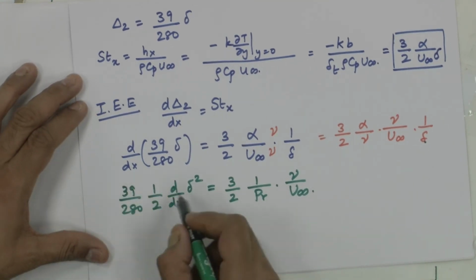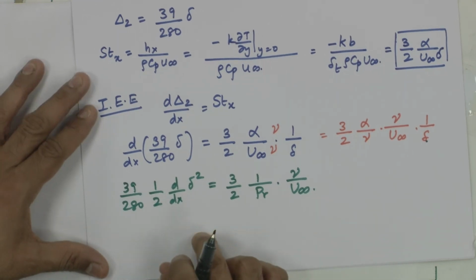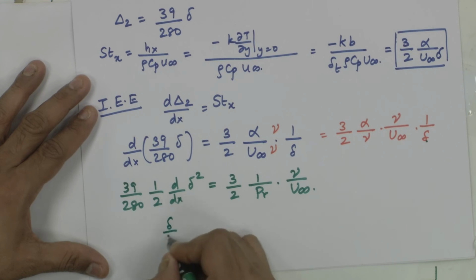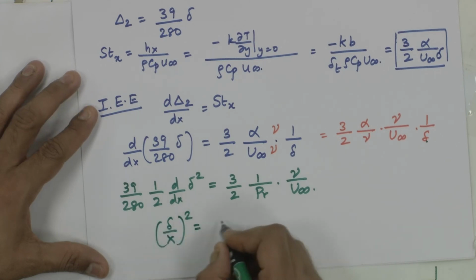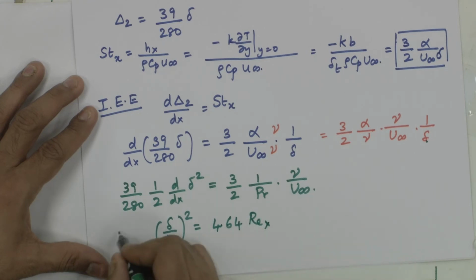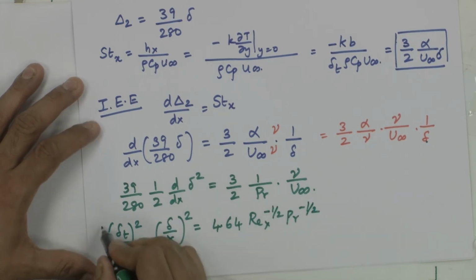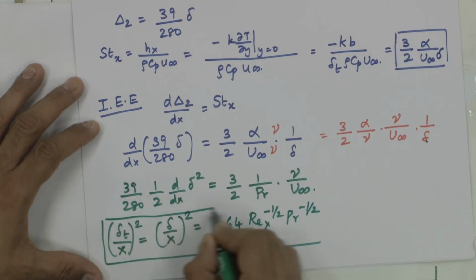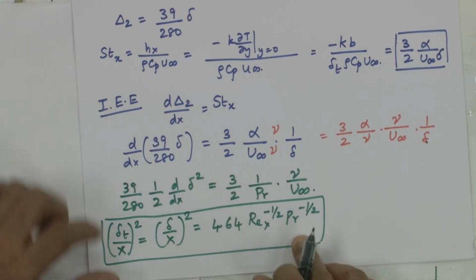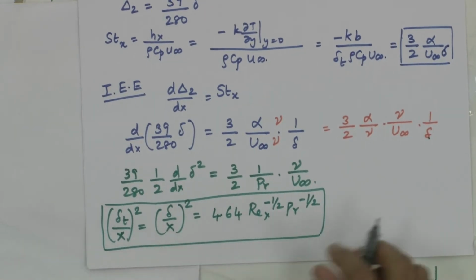So, these are all constants, you cancel a few things exactly the way we did in the hydrodynamic part. You would get delta by x the whole squared is equal to 4.64 Rex. I will write it as delta t by x the whole square also the same, Rex to the minus half, Pr to the minus half. Prandtl number is there, which is of the order 1, and that is why these two thicknesses are the same.